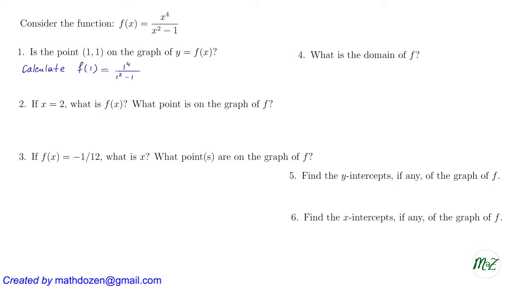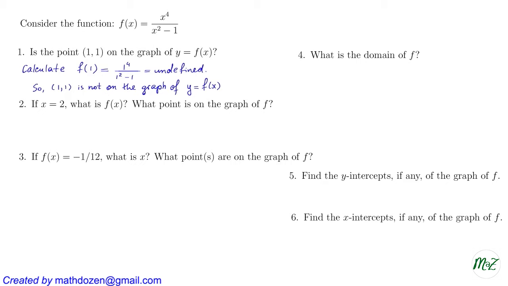Now if we calculate f of 1, we're looking at 1 to the fourth power over 1 squared minus 1. So this gives you 1 divided by 0, and that's an undefined value. Since there is no y value that corresponds to x equals 1, we conclude that the point (1, 1) is not on the graph of y equals f of x.